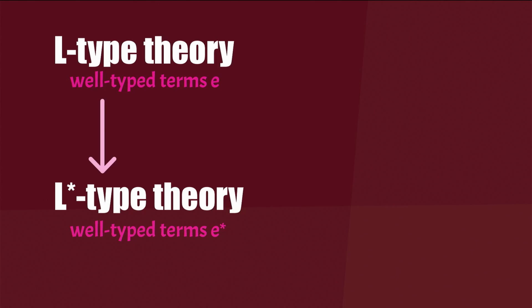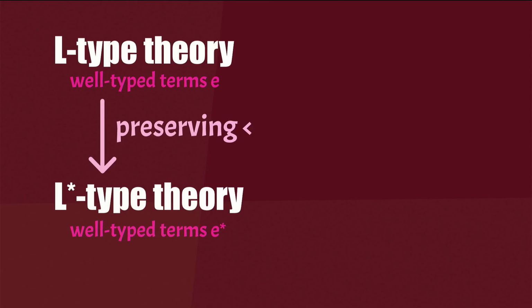Well, if you think about it, you'll notice that it should preserve the strict order. The reason is that the well-typed typing judgment, etc., in usual type theories only care about the strict order and the weak order. And if you manage to preserve the strict order, you also preserve the weak order.